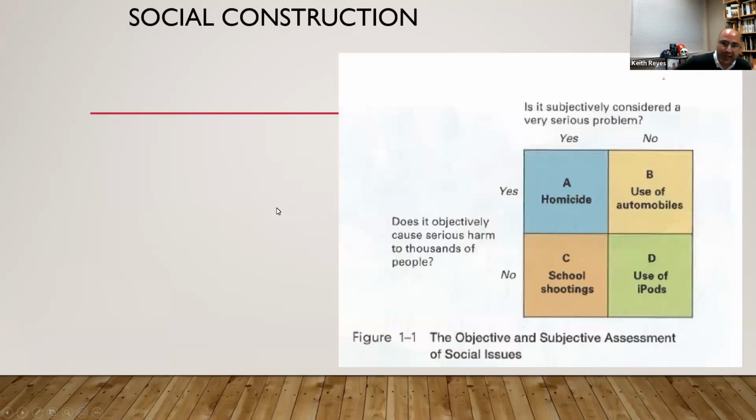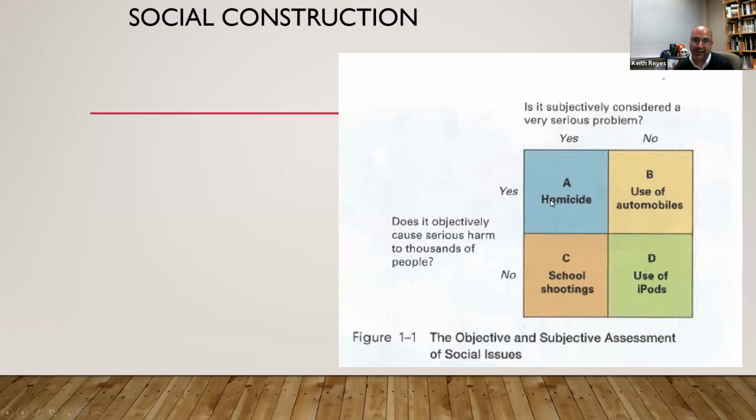Here's another classic example of how the objective and subjective dynamics associated with social problems have to be present. Let's look at this first row right here. Is it subjectively considered a very serious problem? And on this side, does it objectively cause serious harm? Let's just look at the objective reality: does this problem harm thousands of people? If you say yes, you can look at this row, which says homicide. Homicide objectively harms thousands, probably millions of people a year, right?